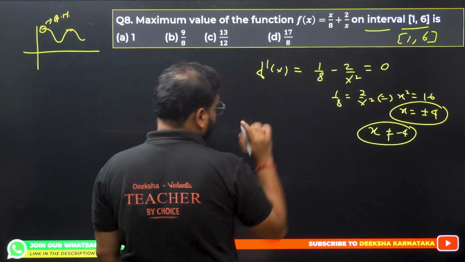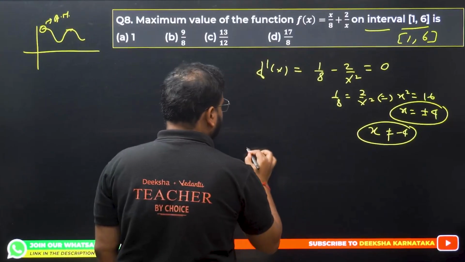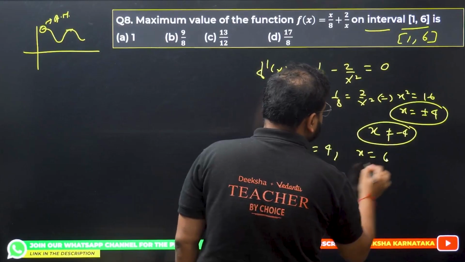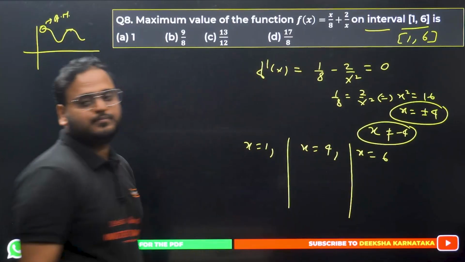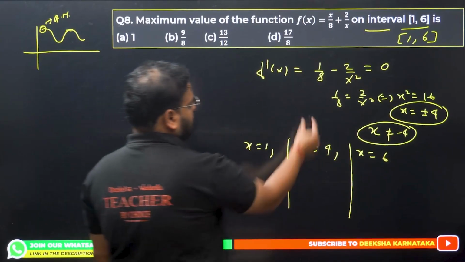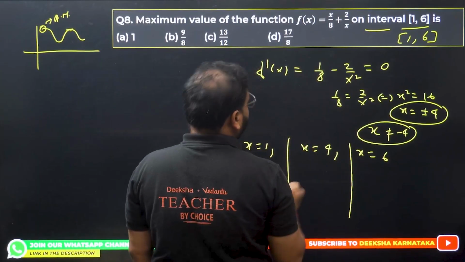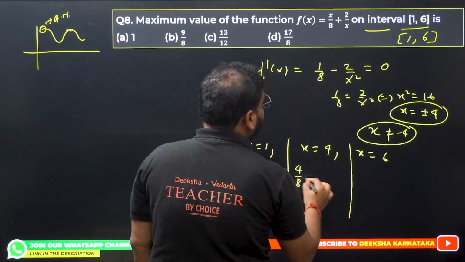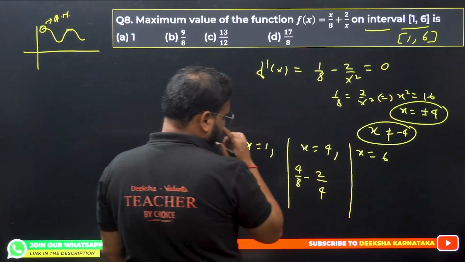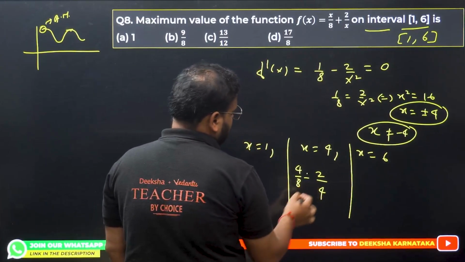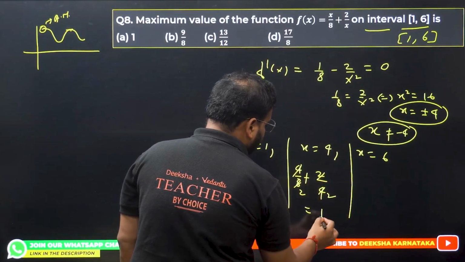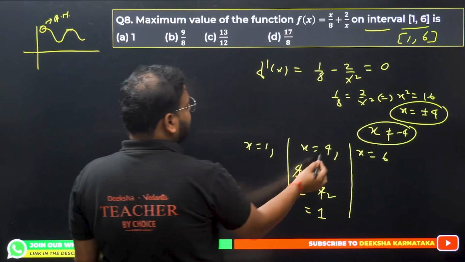So I have a total of 3 extremas now. I have x equals 1, x equals 4, and x equals 6. Yes, find at 4. I get 4 by 8 plus 2 by 4. Sorry, plus. I get 4 2s and 2 2s. Answer is 1. So value of the function at 4 is 1.